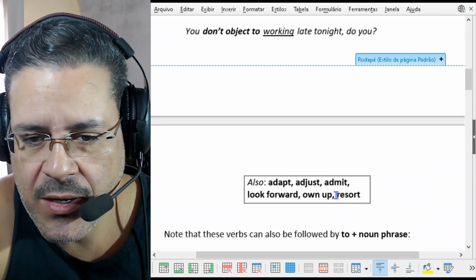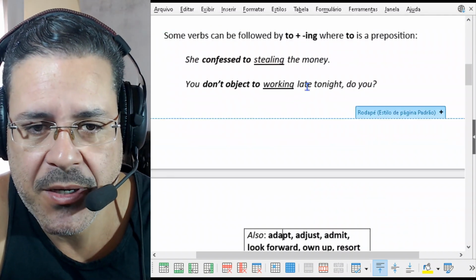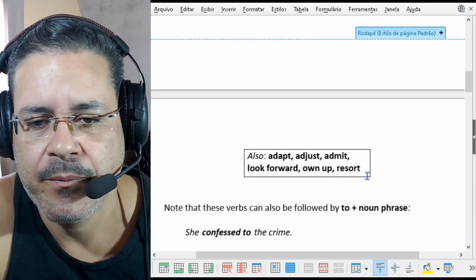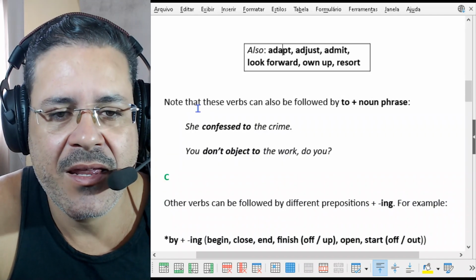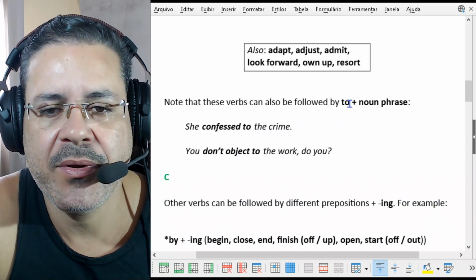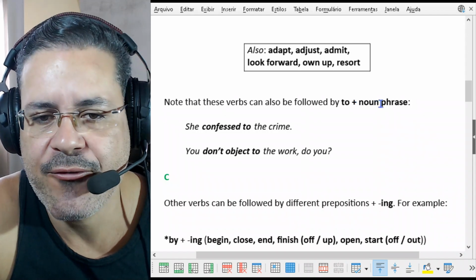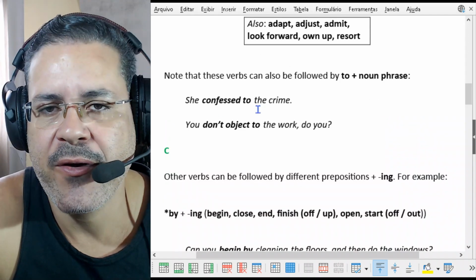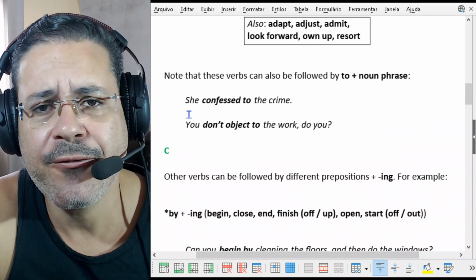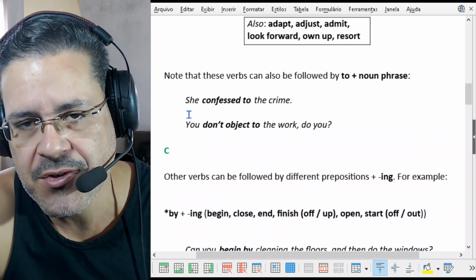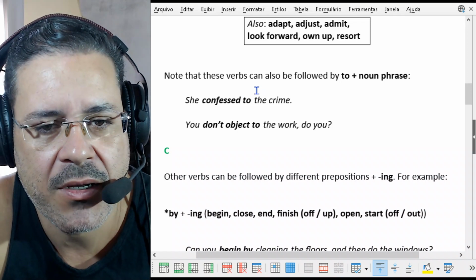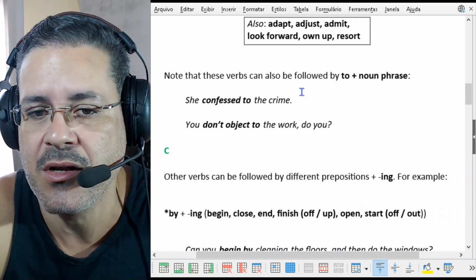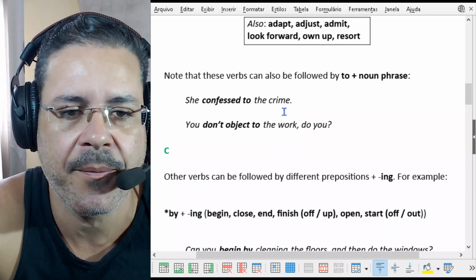And we also use that pattern with the verb to resort. You might resort to something. Now, these verbs can also be followed by to plus a noun phrase. For example, she confessed to the crime. She confessed to what? To the crime. She committed a crime, so she was asked by the police and she confessed to the crime.